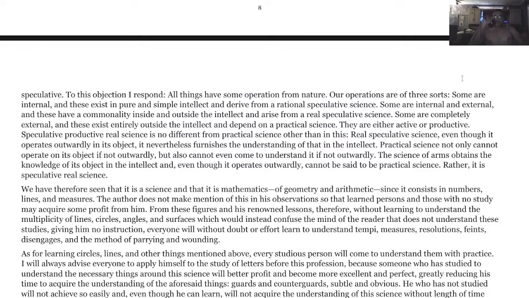Our operations are of three sorts. Some are internal, and these exist in pure and simple intellect and derive from rational speculative science. Some are internal and external, and these have commonality inside and outside the intellect, and arise from real speculative science. Some are completely external, and these exist entirely outside the intellect and depend on practical science. They are either active or productive.